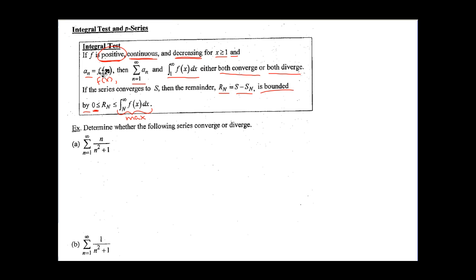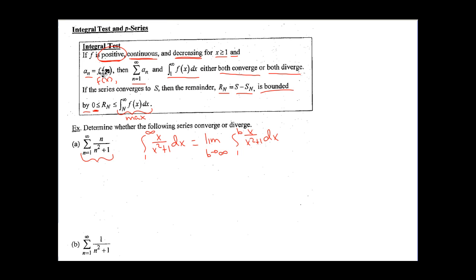In our example, we want to determine whether the following series converges or diverges. So we're going to see if this series converges by looking at the integral from 1 to infinity of x over x squared plus 1 dx. Well, that's an improper integral, so we're going to take the limit as b approaches infinity of the integral from 1 to b of x over x squared plus 1 dx.